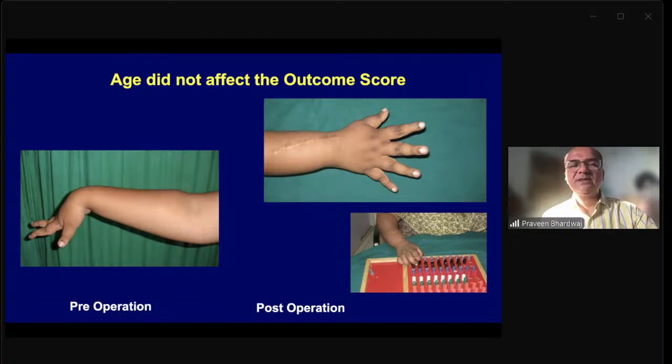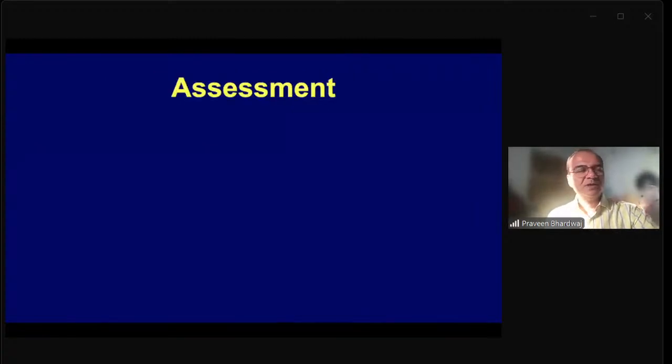Interestingly, we didn't find any effect of age on the final outcome. And as you would have seen, many of the patients which I have shown in my presentation with good results are all more than about 15 years of age.